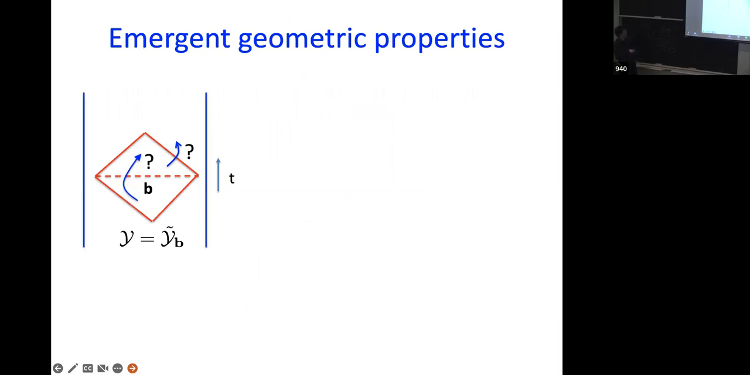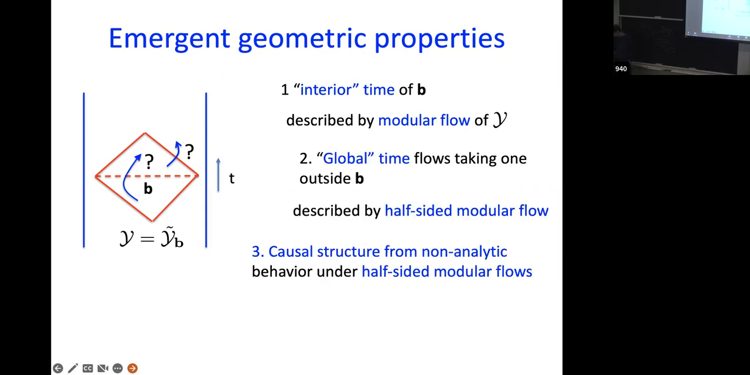Now you can use this framework to describe such a region. Here I'm just giving you some claims, and with explicit examples you can try to justify them. The claim is that the interior time of B, once you know this boundary algebra to be equivalent to the bulk algebra in this region, can be described by the modular flow. When you have a von Neumann algebra, there's a quantity called the modular flow, which is like a time flow and can generate this interior time. The global time, which can take you outside, then corresponds to the half-sided modular flow. And this causal structure comes from some non-analytic behavior under the half-sided modular flow.